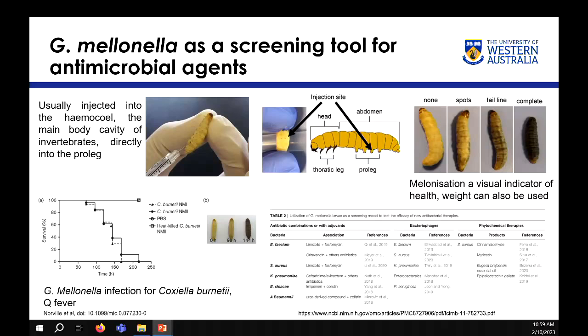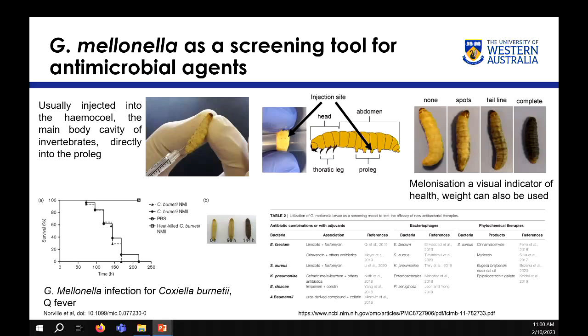And then the melanization is what gives an indication of its health. So you can see this is moribund, so dead, whereas these are not very well. So you can do dead or live, or you can do a scoring system of a little bit of melanization or a lot of melanization. So there are different ways for you to measure the output. And in some experiments, some people also weigh as well.